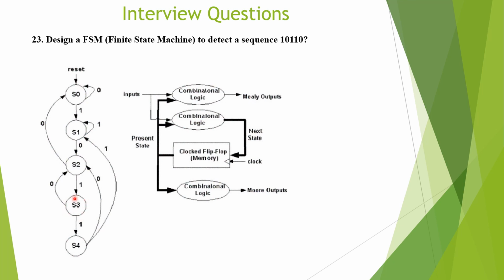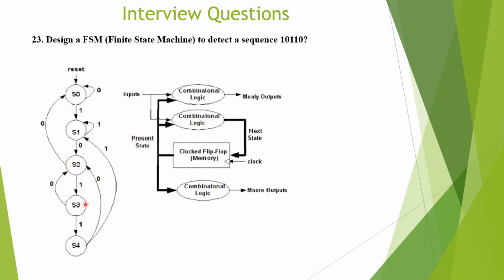In S3, if you get a 0, that means you have detected 1 0 1 0, but 1 0 1 0 is not the pattern you're looking for. But 1 0 1 0 does match the first two bits of the pattern. So you go back to S2, which means you have detected 1 0 so far instead of restarting. This is a smart arc because you are not restarting, but starting midway where you already detected the 1 0 pattern.